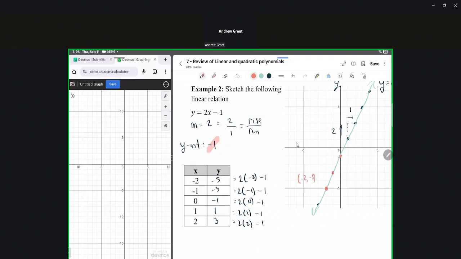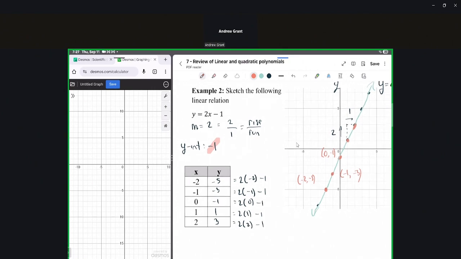The next one is -1, -3, which is right there. The next one is 0, -1, which is here, and so forth. So you can see that the table of values gives us 5 points to work with, and then we can connect that with a straight line, and we get the exact same answer.